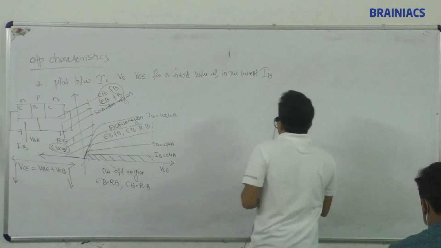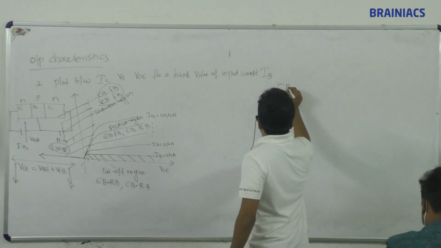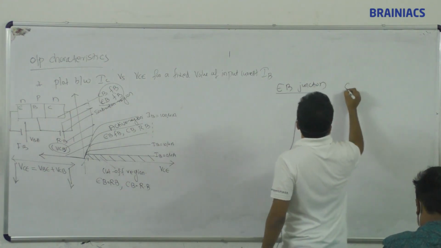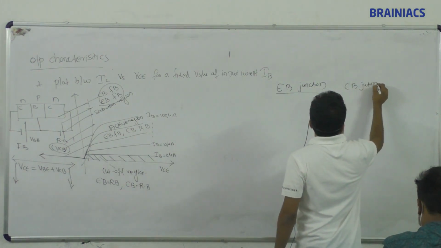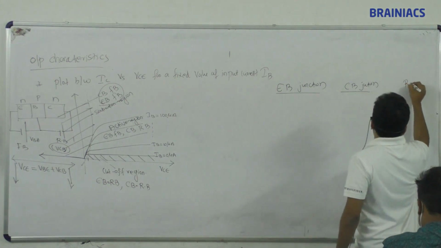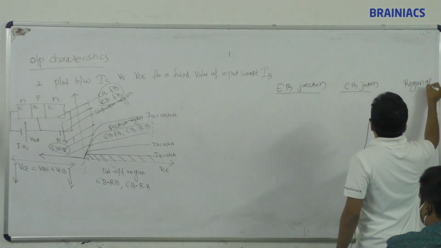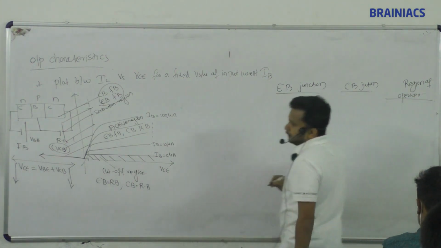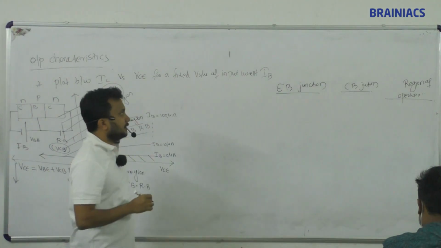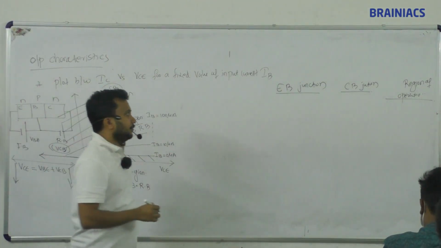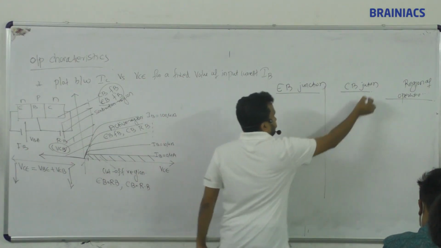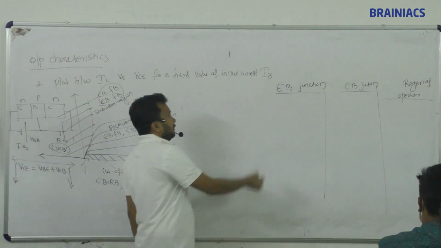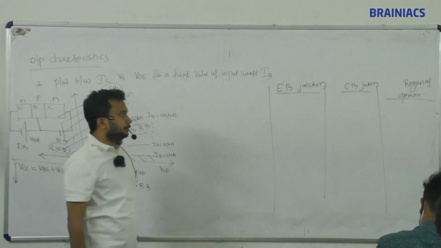Okay, then create one tabular column. First column emitter base junction. Second column collector base junction. Third column region of operation. Three columns or headings: emitter base junction, collector base junction, region of operation.